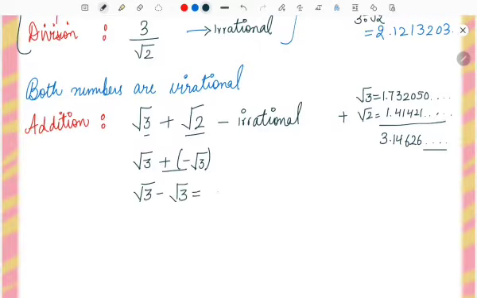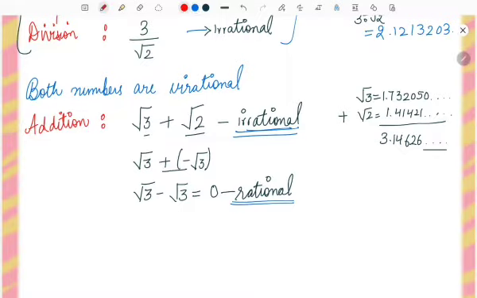A number minus itself would be what? 0. And 0 is a rational number. That means if I add two irrational numbers, the result can be both rational and irrational. Rational and irrational both are possible in the case of addition, when I'm adding two irrational numbers. I hope this is clear to everyone.